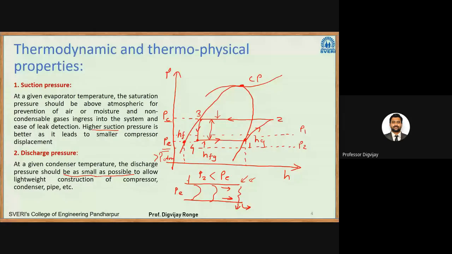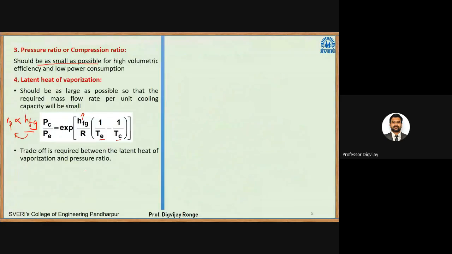Okay, I'll move to the next slide. Write down that the pressure ratio should be as small as possible and the latent heat should be as large as possible. But according to that equation, these are directly proportional. As latent heat increases, the pressure ratio will also increase, and as the pressure ratio increases, the latent heat will also increase. So we want a trade-off between them, an optimum value of these two.